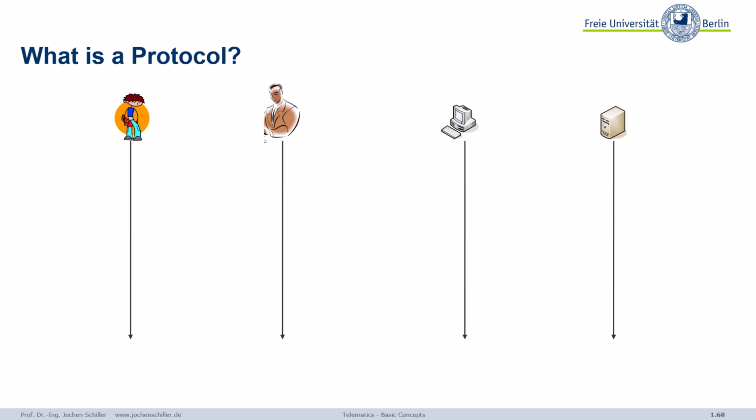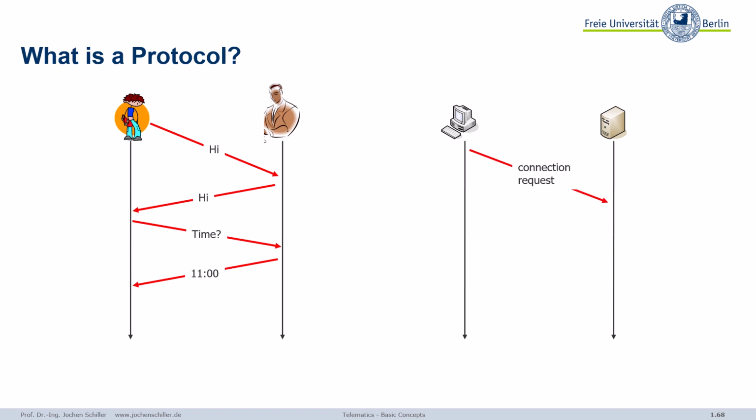So once more, just to make it clear, we have it between humans, also between machines. We say hi, we get an answer. We ask for the time, we get an answer. That's a classical flow of a conversation of messages between humans. And that's the same for the computers. Connection request, a connection response. You ask for certain data, file, stream, whatever, and you get it. So very, very simple. It will get more complicated over time. But that's the basic idea of protocols.